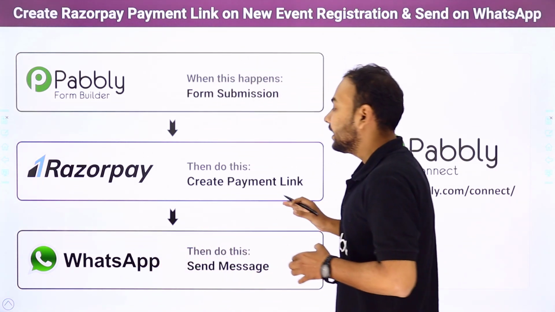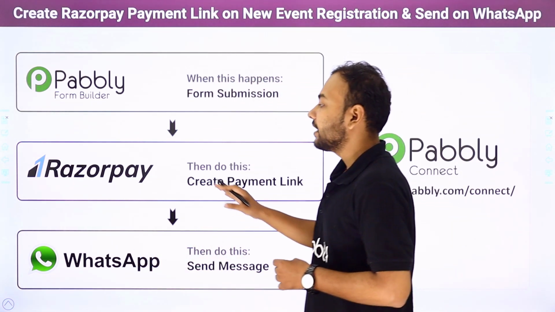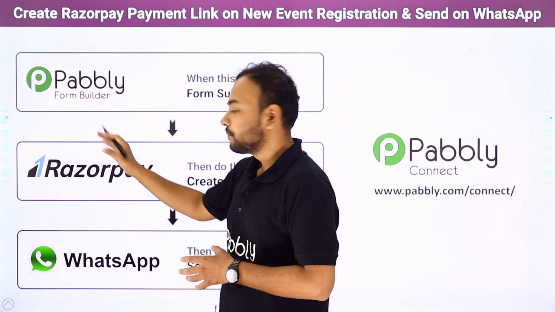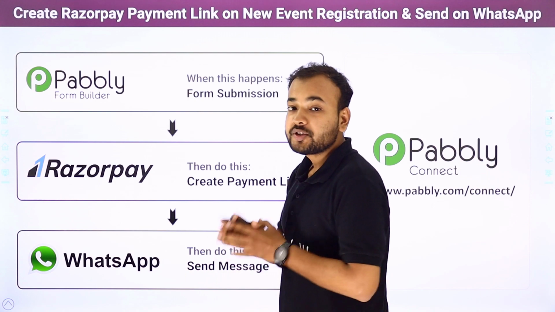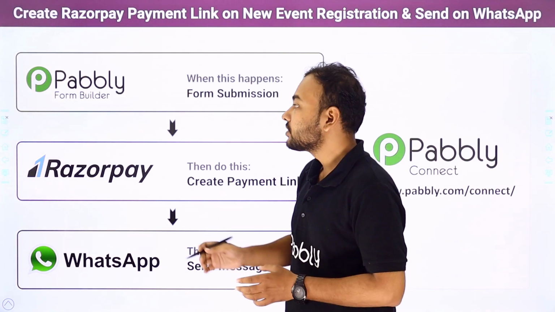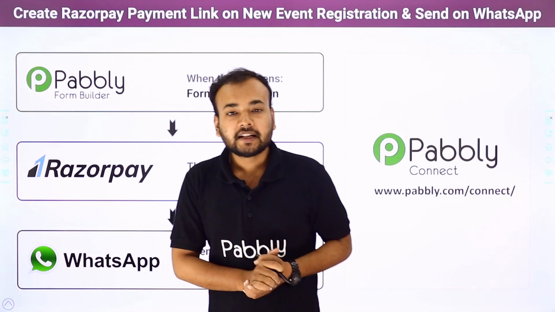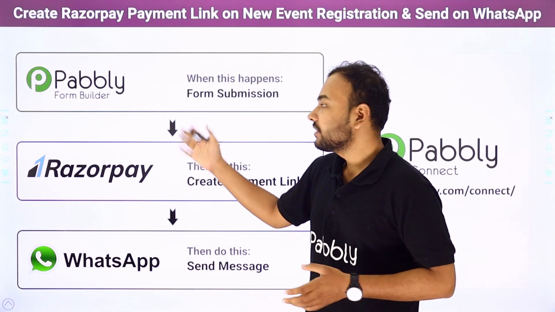So you are going to create a payment link from Razorpay for the person who has registered in the Pabbly form. And you are going to send the same payment link to the person who filled the form on their WhatsApp account, right? Now let's talk about the applications we have used.